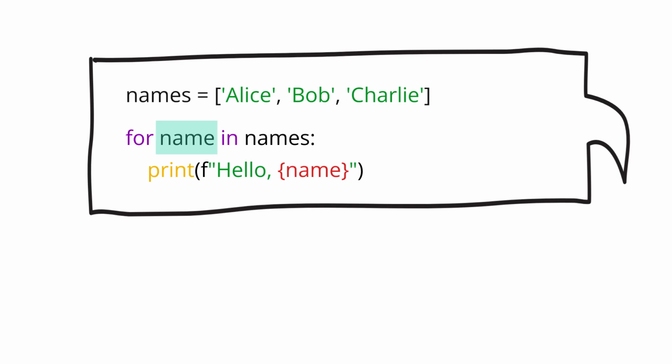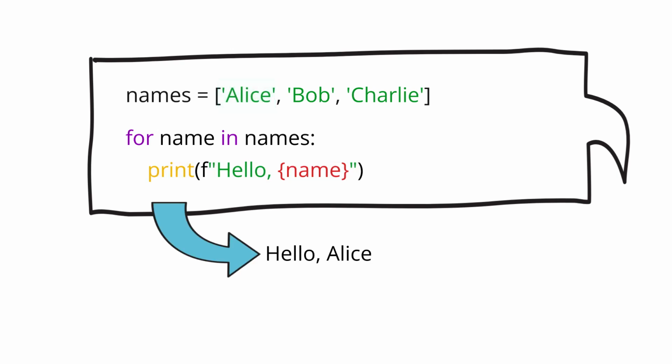In the first iteration, the name variable is set to the first name in the list, which is Alice. We then enter the body of the loop, where the message is printed, which includes the name variable we just set. Then in the next iteration, we move to the next name in the list, which is Bob, and assign that to the name variable. We then enter the body of the loop, where we print the message, which now contains the new value of the name variable. We then repeat the process one last time for the last name in the list.